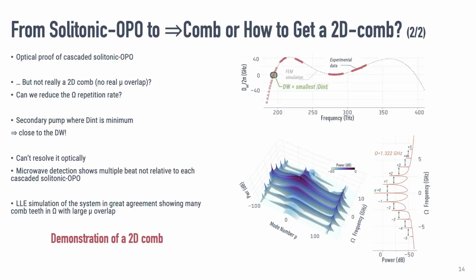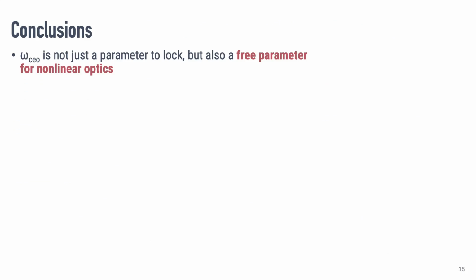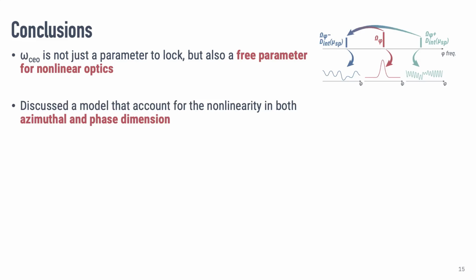So that's the conclusion for the first talk. I hope in this first talk, at least, I convinced you that the carrier offset is not just a parameter to lock. We always play with it, and we kind of dismiss it most of the time. But we can actually do stuff with it. We can play with it to do nonlinear optics. And I discussed with you a model that accounts for the nonlinearity of both azimuthal and phase dimension.